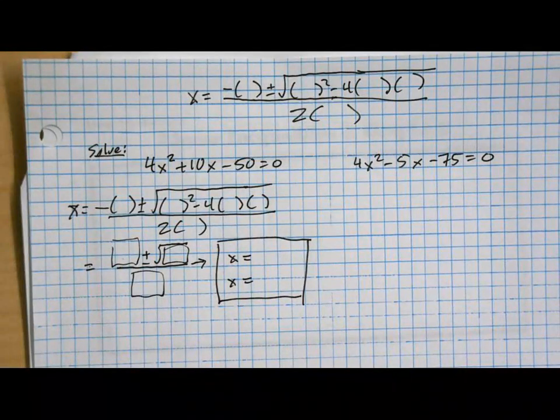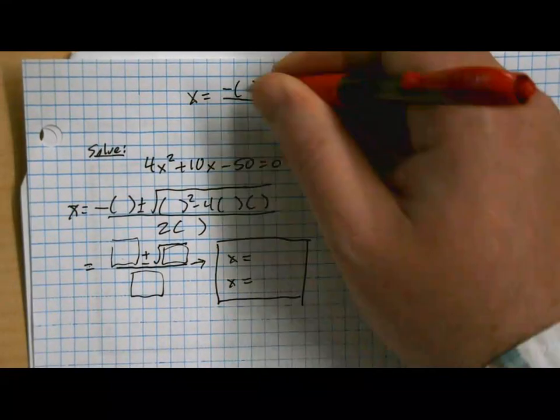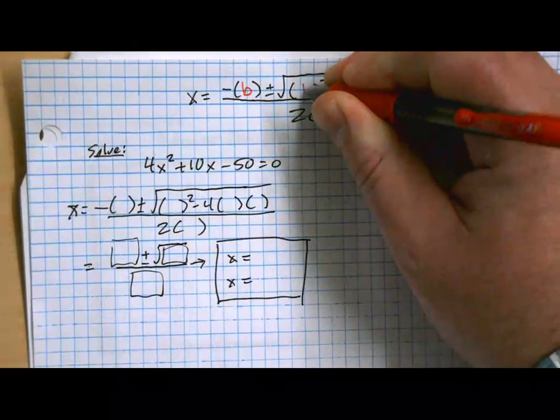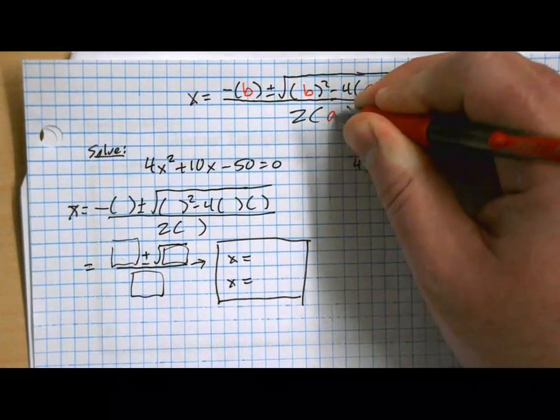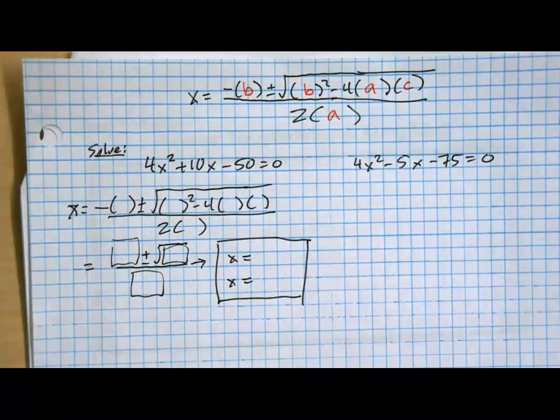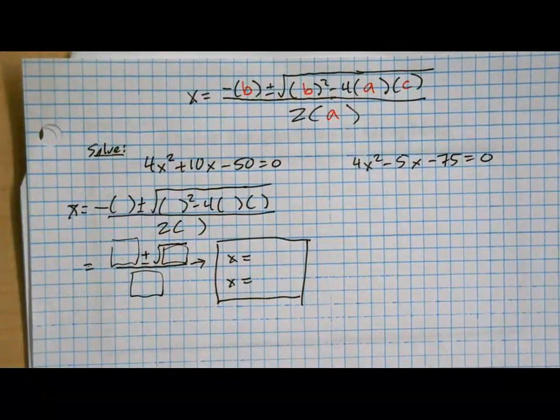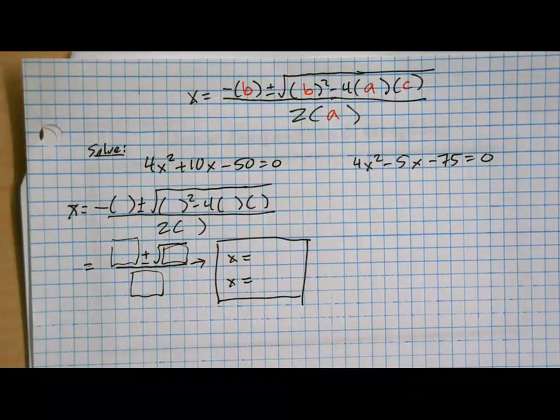All right, so our quadratic formula looks like this. It's got B here and here. It's got A here and here, and it's got C here. So to do these problems, we need to have that formula.